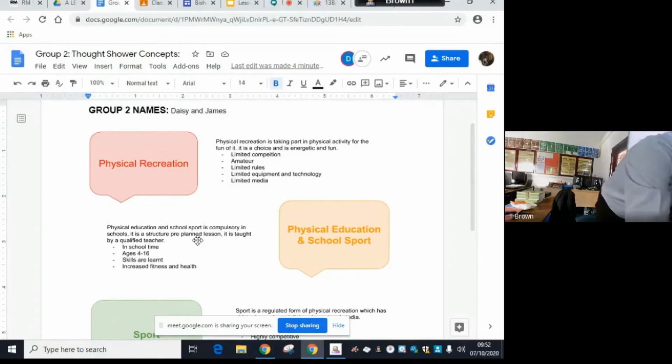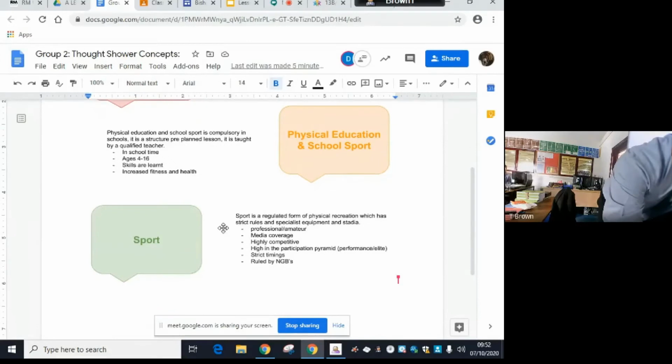So limited rules, limited equipment and technology, limited media. What do you mean by limited media? Of physical recreation. Okay, again, I think that's one that would need explanation put next to it. So can just consider that one. Physical education, school sports compulsory. Right, physical education is compulsory, school sport is not. School sport is something that you choose to do, so think about that bit. It's a structured, pre-planned lesson in physical education, I'd agree, but not necessarily school sport.